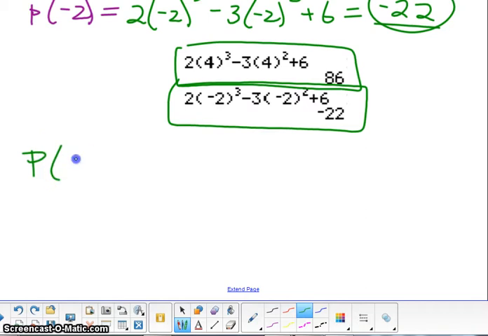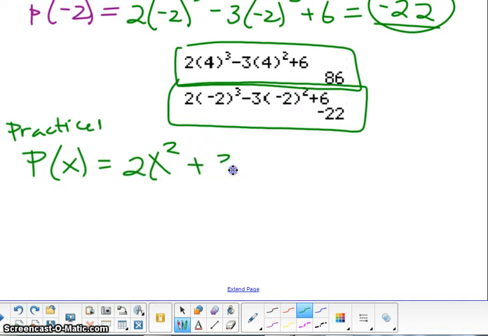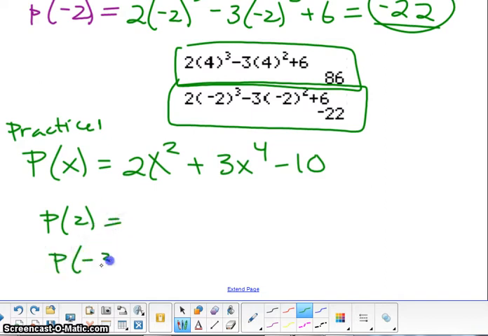So if your original polynomial, I want you to do this on your own, and we'll talk about it tomorrow in class. P of x, if you have 2x squared plus 3x to the 4th minus 10, I want you to find two things for me, p of 2 and p of negative 3. Okay, good luck with those.